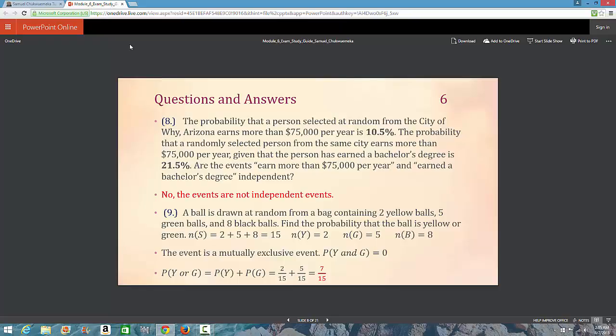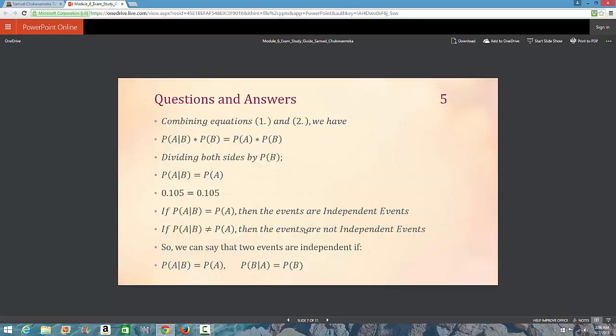In this case, the probability of A is 0.105. Probability of A given B is 0.215. They are not the same, and if they are not the same, folks, the events are not independent events. Okay?